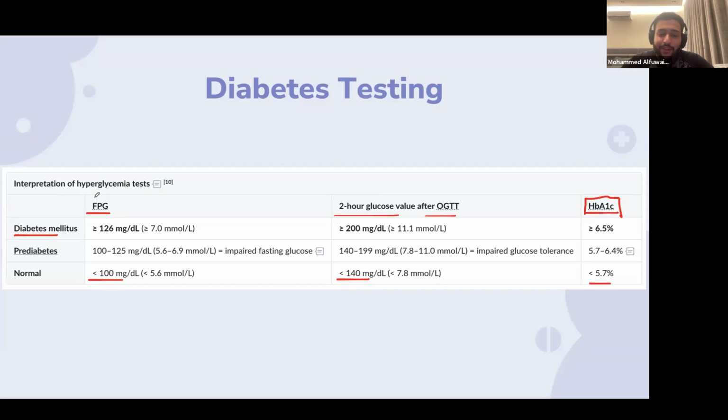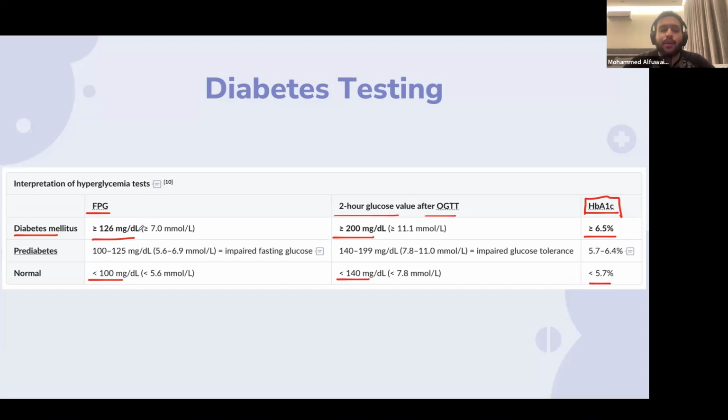Diabetes is if the fasting blood glucose is above 126 milligrams per deciliter. Random blood glucose or 2-hour glucose after OGTT is above 200. HbA1c is above 6.5. If it's between the normal and the cutoff range for diabetes, this is what we call pre-diabetic. Now you need to get one of these to diagnose diabetes. You need to get them at least 2 times, I believe, consecutively to be able to diagnose that this patient has diabetes.